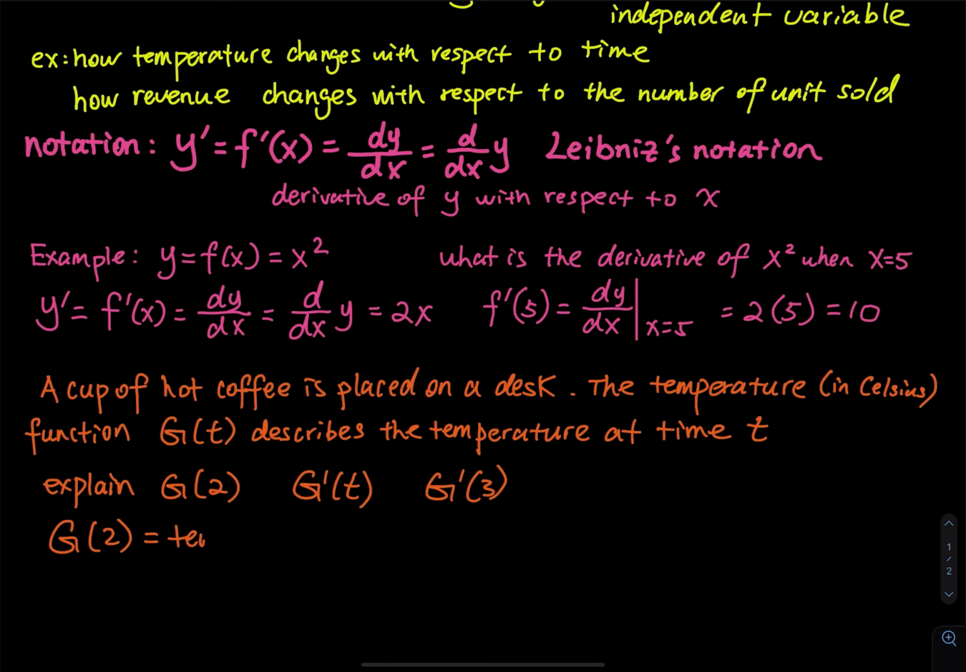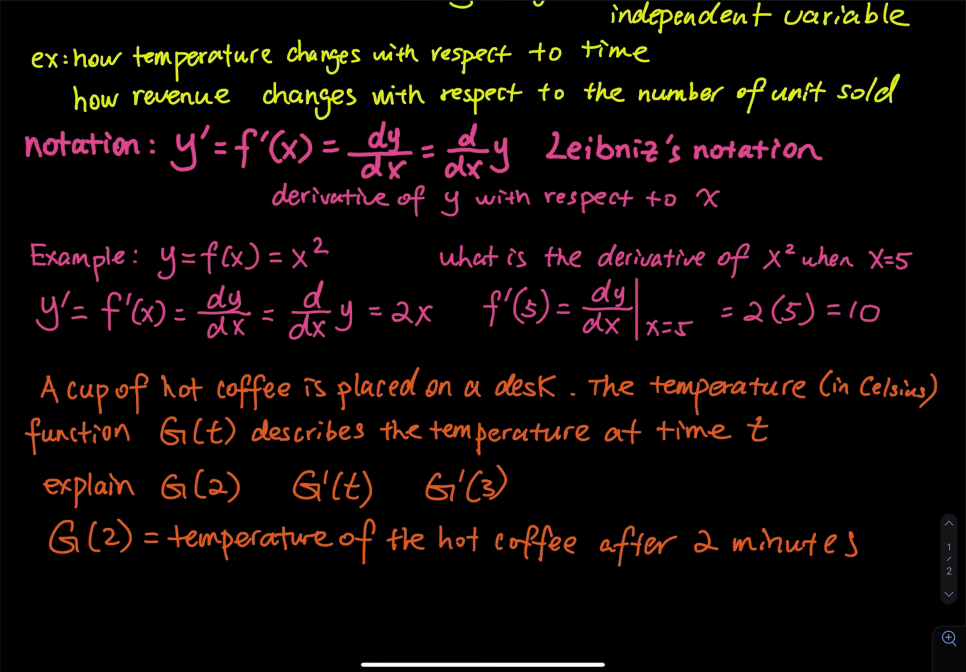So that is the temperature of the hot coffee after 2 minutes. So whatever g of t equals, you plug in t to the function. So after 2 minutes, that gives you the temperature after 2 minutes. So I call this a position or displacement. When time is equal to 2, you have to tell me where you are, or in this case, I should say when t is equal to 2, you have to tell me the temperature of the coffee.